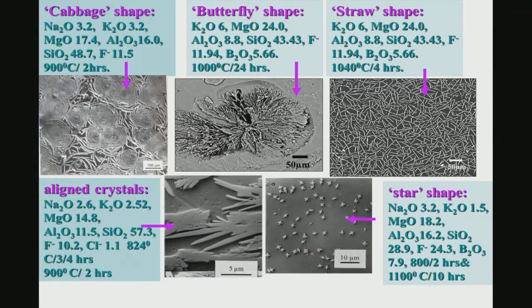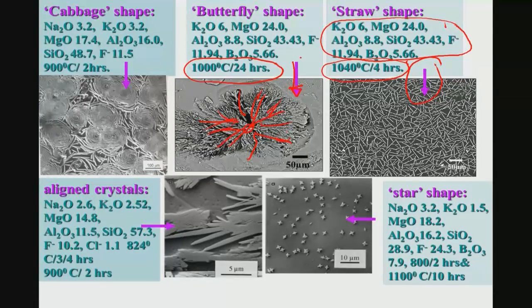Now, in one of our recent works, we have observed that depending on the composition of the base glass, you can indeed have control on the morphology of the glass ceramics. The straw shaped morphology was obtained from the same glass composition heat treated at 1040 degrees Celsius for 4 hours. But if you do the heat treatment for a longer time period from the same glass, at 1000 degrees Celsius for 24 hours, we see what we call butterfly shaped crystals. This is the nucleation point, and all the crystals are growing in a very unique manner in different directions, giving a butterfly shape.